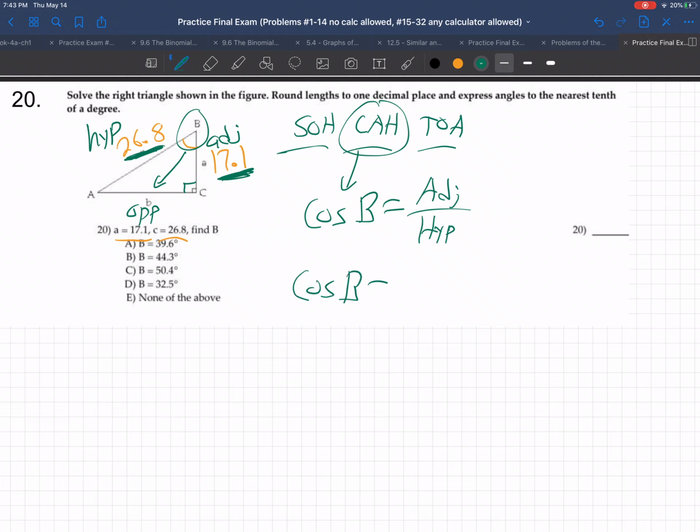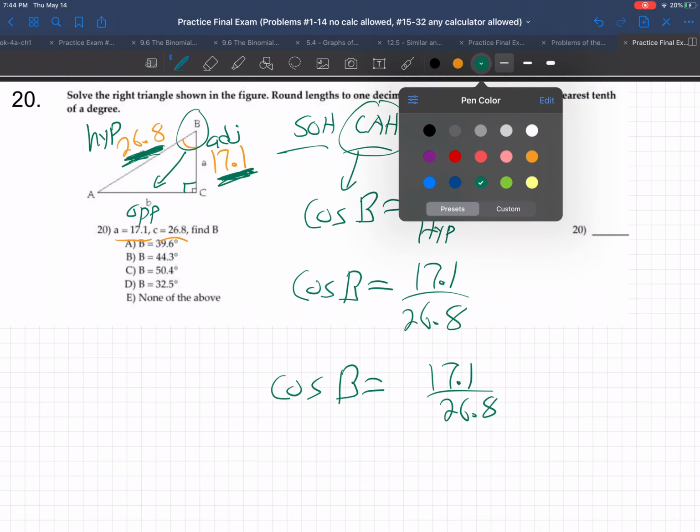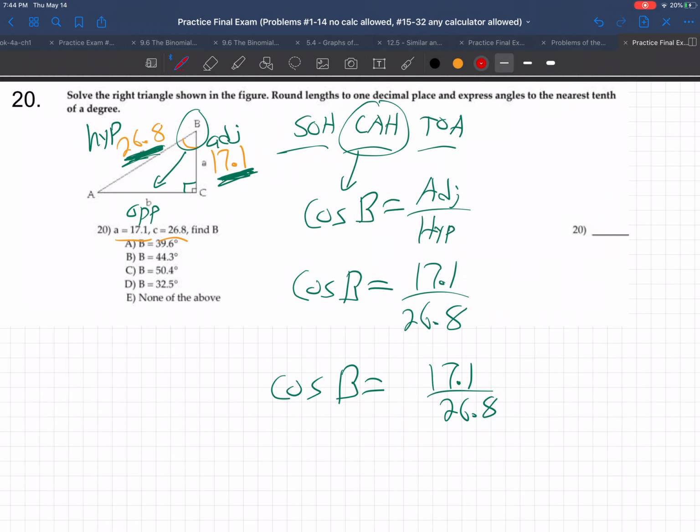So the cosine of angle B is adjacent, 17.1, over the hypotenuse, 26.8. So now how do we solve for B here? Let me bring it down. Cosine of B is 17.1 over 26.8. How do we get B alone? We got to get rid of that cosine. Can we just divide both sides by cosine? No, that'd be crazy. This doesn't mean cosine times B. You can't get rid of it by dividing. So how do we get rid of that cosine so we can get B alone?